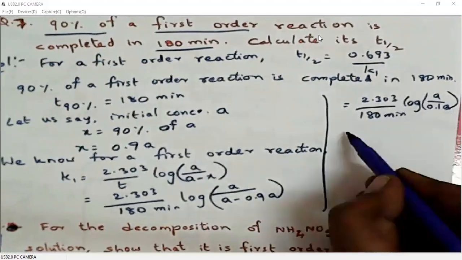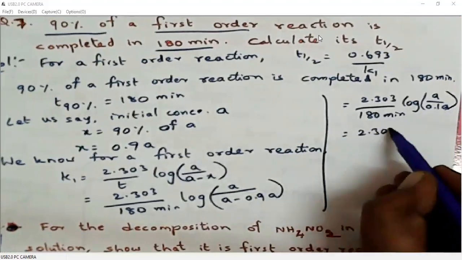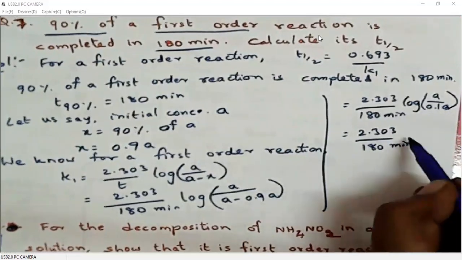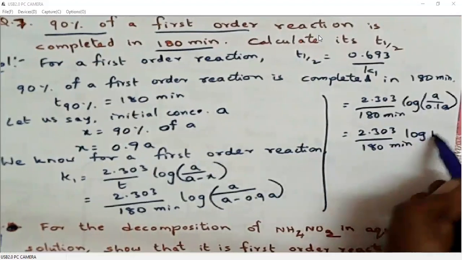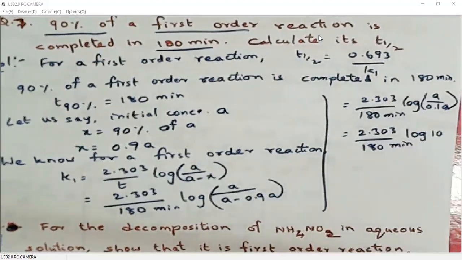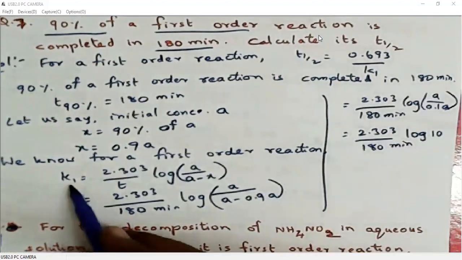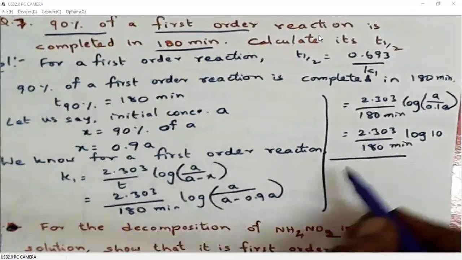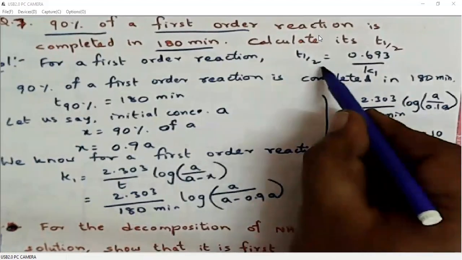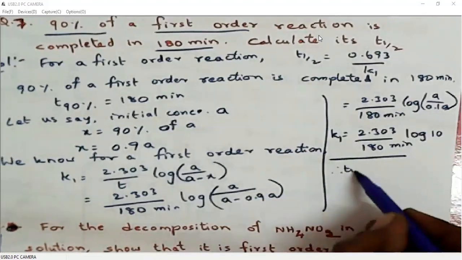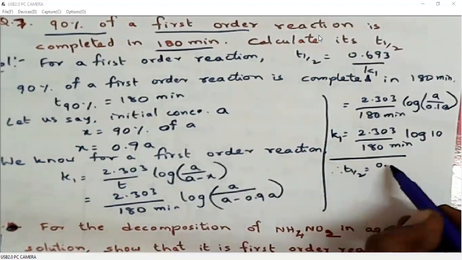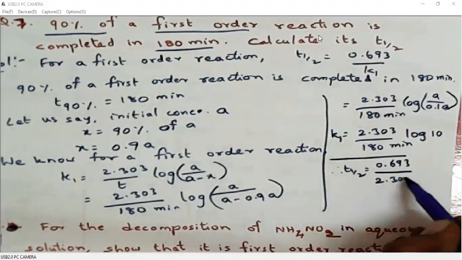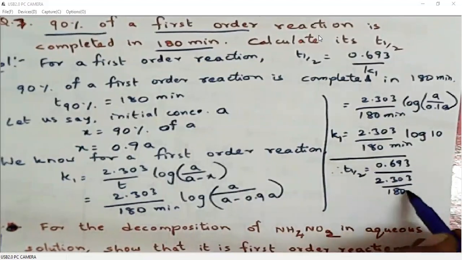When it is made numerator, it becomes 10. So log 10, and log 10 has the value 1. So we have calculated the K1 value. So we need to substitute this K1 value in the half-life expression. Therefore, T half is equal to 0.693 by K1. It is 2.303 by 180 minutes.